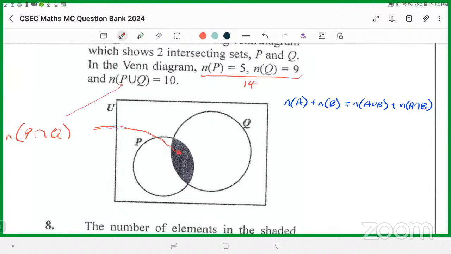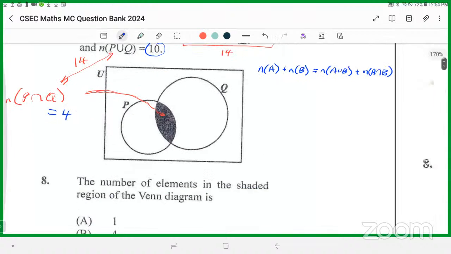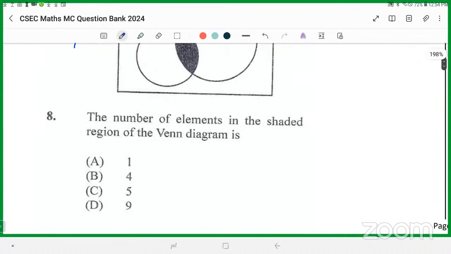So these two here must add up to 14 as well. So since these two add up to 14, these two must also add up to 14. So if this one is 10, this has to be 4. So the number in the intersection is 4. But that's not as simple as that. So the answer here is 4.